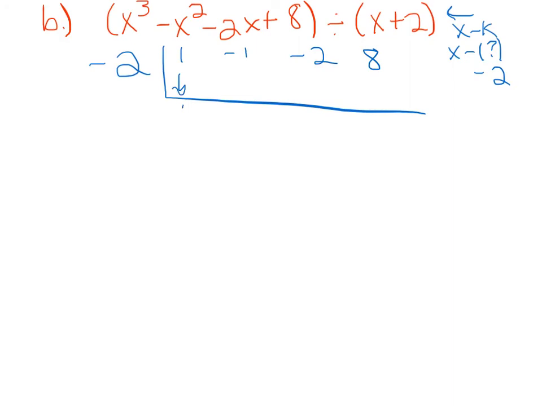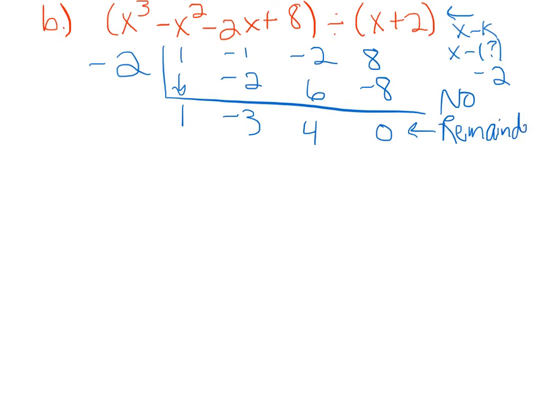Bring down your 1 and multiply times the -2. We now have -3 when we add. Multiply to get a positive 6. Combine, we get a positive 4. Multiply, we get a -8. And combine, we get a 0. What that means is that there is no remainder. In other words, one polynomial divides evenly into the other and is therefore actually a factor of that polynomial.